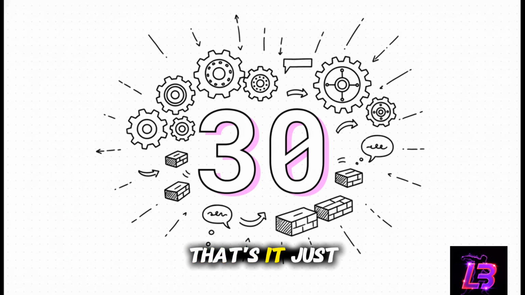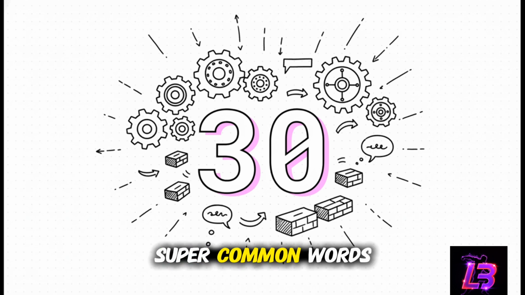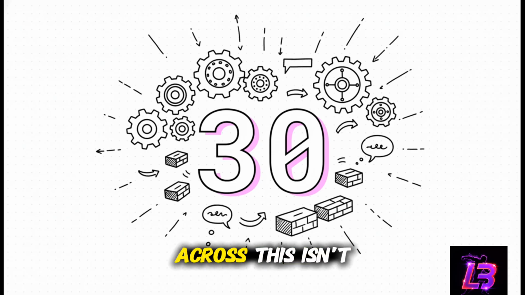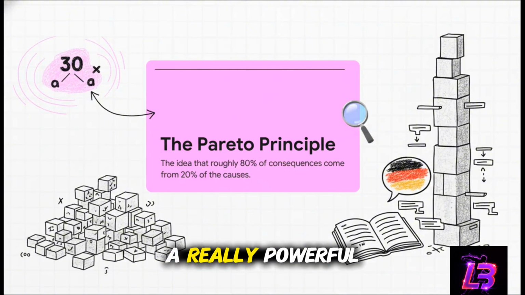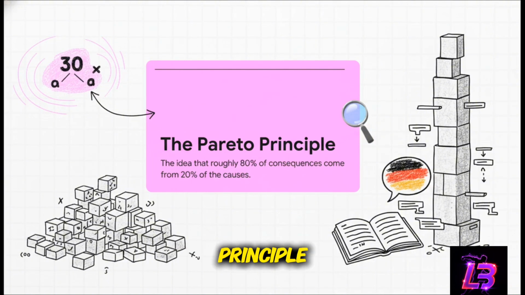Yep, that's it. Just 30 super common words that literally form the blueprint for pretty much every German sentence you'll ever come across. This isn't some kind of magic trick, it's just about being really smart with what you decide to learn first. What we're doing here is applying a really powerful idea called the Pareto principle. You might have heard of it as the 80-20 rule. It basically says you get 80% of your results from just 20% of your effort. And guess what? It works for language too. A tiny handful of words does all the heavy lifting grammatically speaking. And these 30 words, yep, they are the 20%.